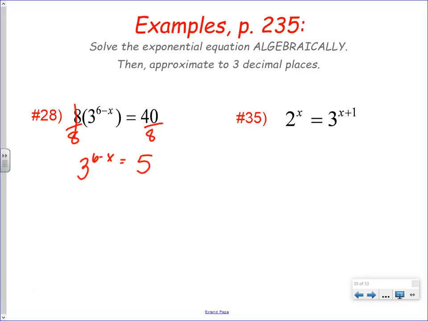How do we solve? What's one thing we could do? 6 minus x equals log base 3 of 5. We could change it. Karina's saying that there is a property. Remember, exponential can go to logarithmic can go to exponential. So we could say log base 3 of 5 equals 6 minus x. But a lot of you are like, yeah, no, my brain did not go there.